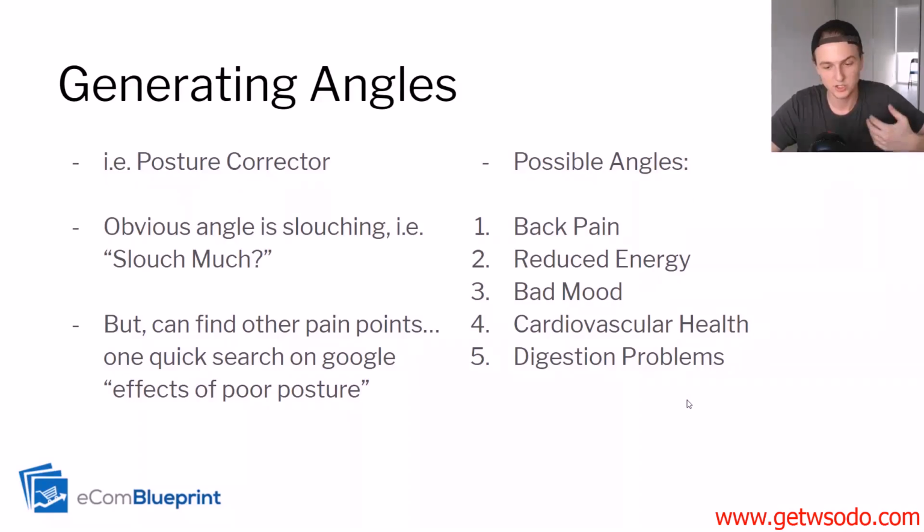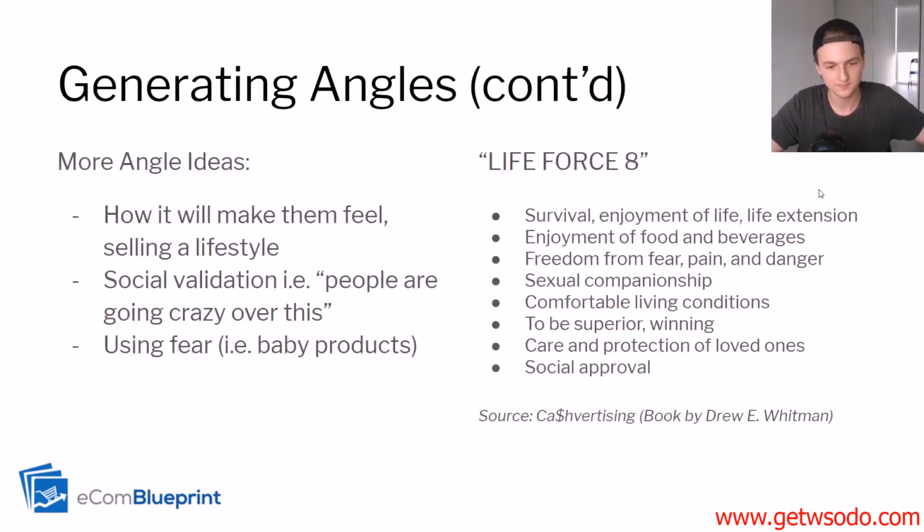Now, I'm not saying actually go and target these, right? You probably don't want to make an ad about you have digestion problems, here's a posture corrector. That probably wouldn't make a lot of sense. But back pain or reduced energy or bad mood, are you always in a bad mood? Maybe it's because of your poor posture. Here's a posture corrector. There's different angles that you can use based on the different pain points.